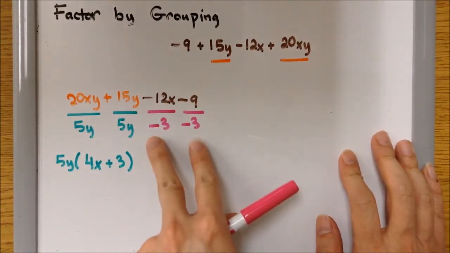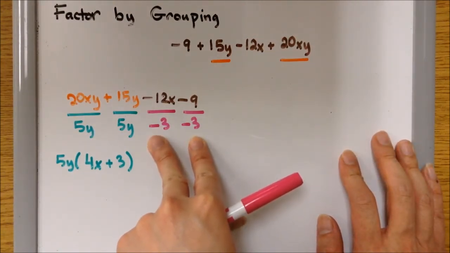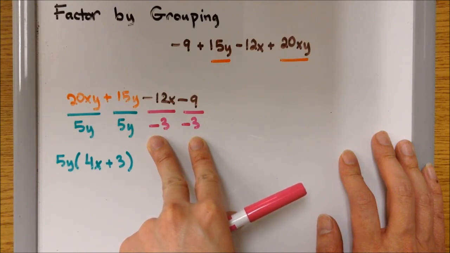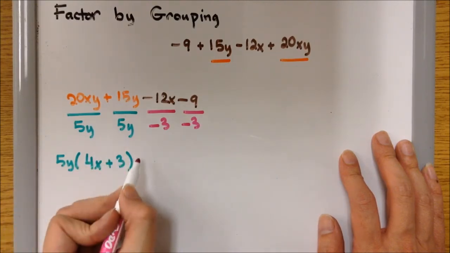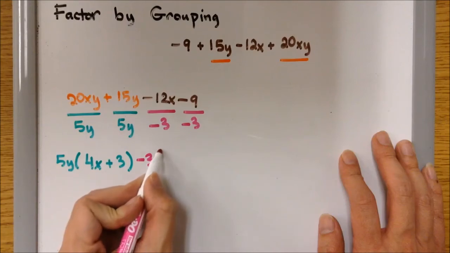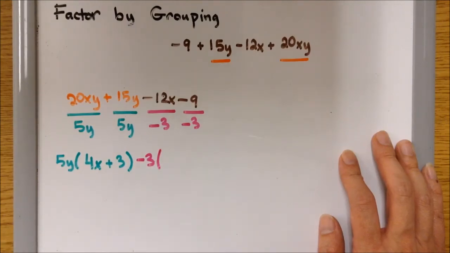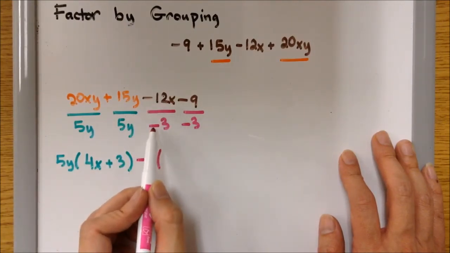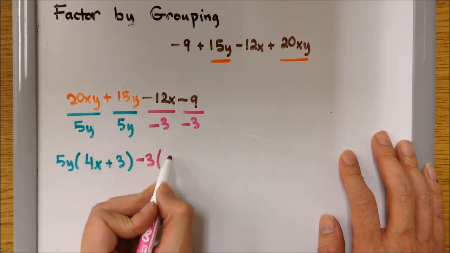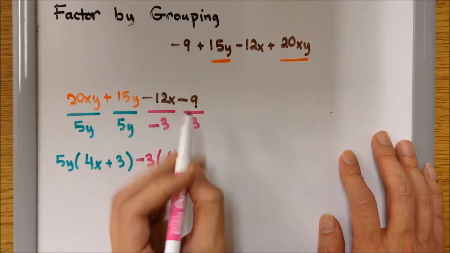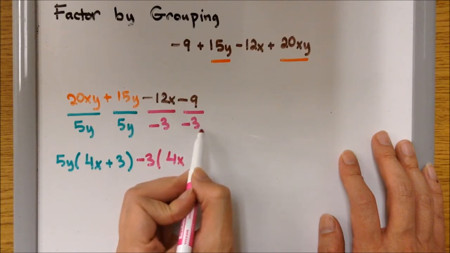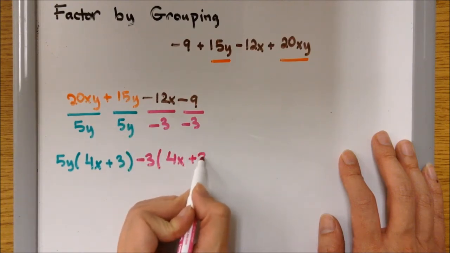Next, the common factor from the right side is negative 3. So since I'm going to factor out negative 3, it would be outside the parenthesis, open parenthesis. Negative 12x divided by negative 3 will become a positive 4x. Negative 9 divided by negative 3 will become plus 3.